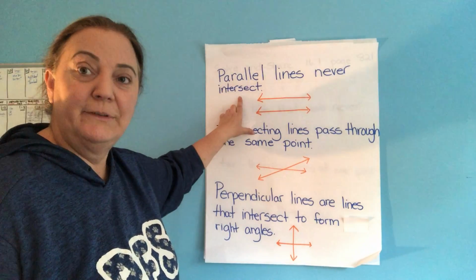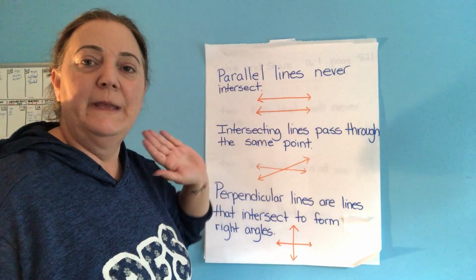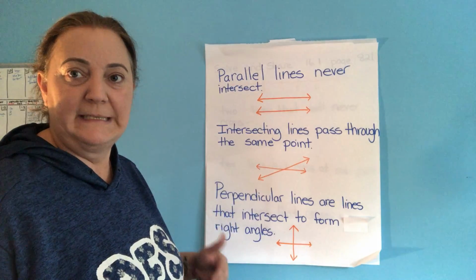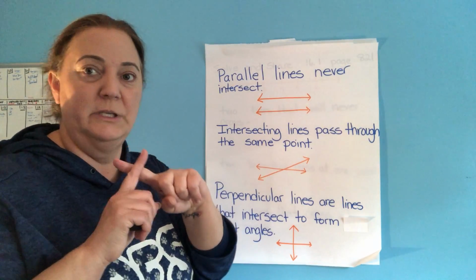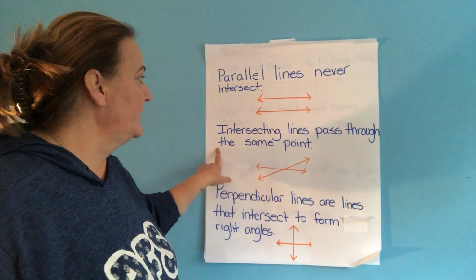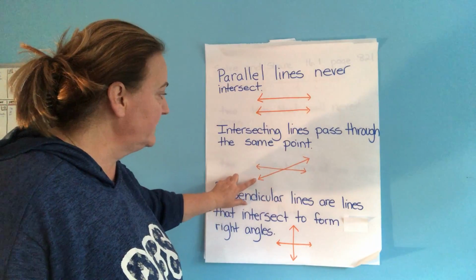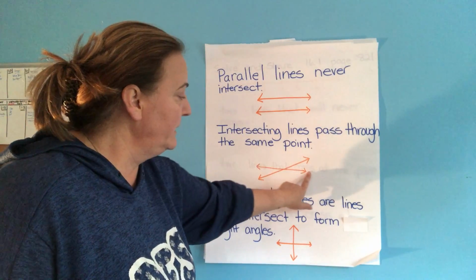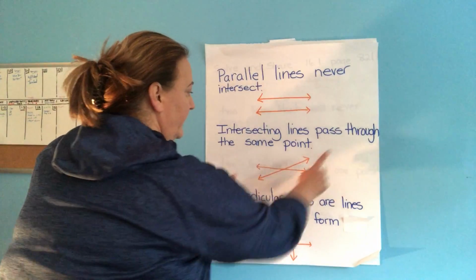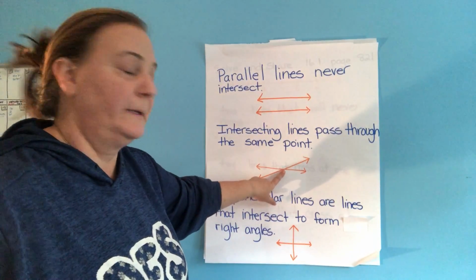Parallel lines never intersect, so there are two lines that go on and on, and they don't have a chance of intersecting each other or crossing over each other. Intersecting lines pass through the same point. So you have two lines, think about roads that cross over each other, and they're still going to go on and on in both directions, but they cross over at the same point.